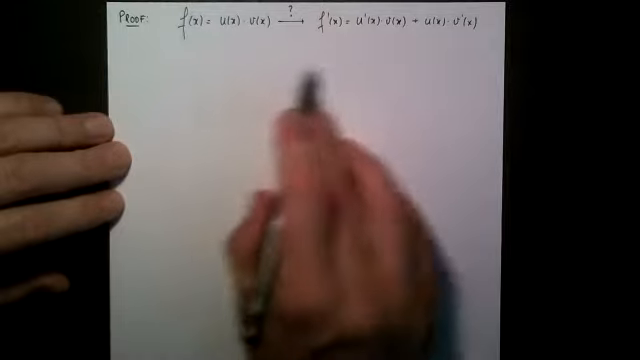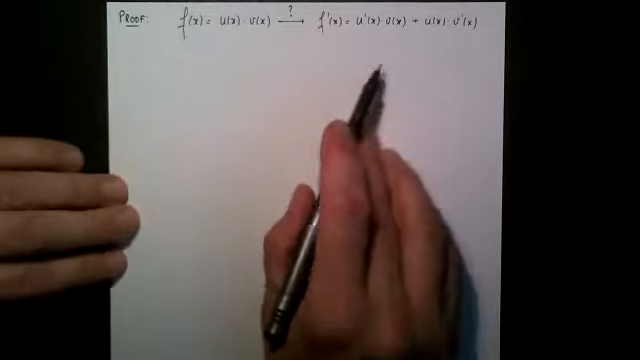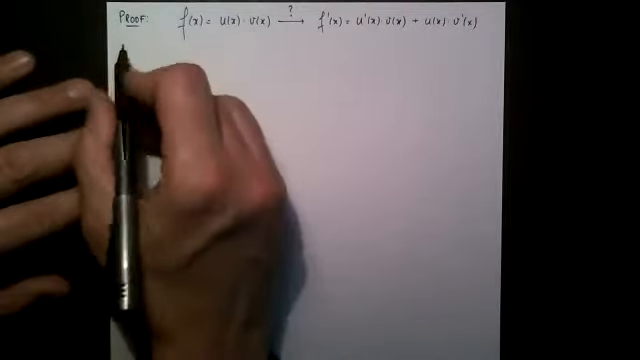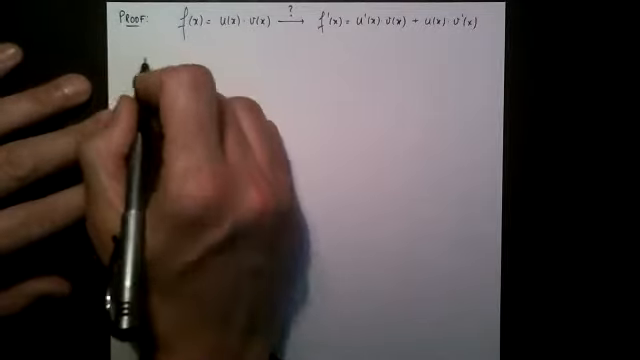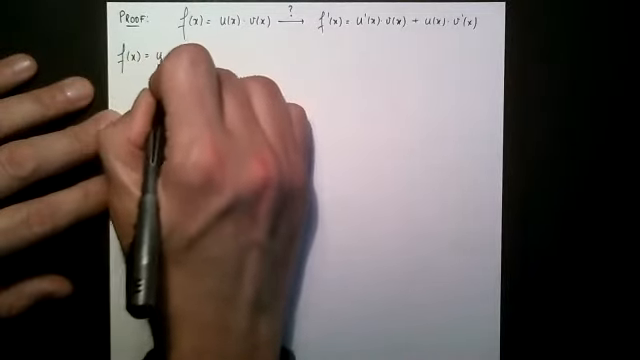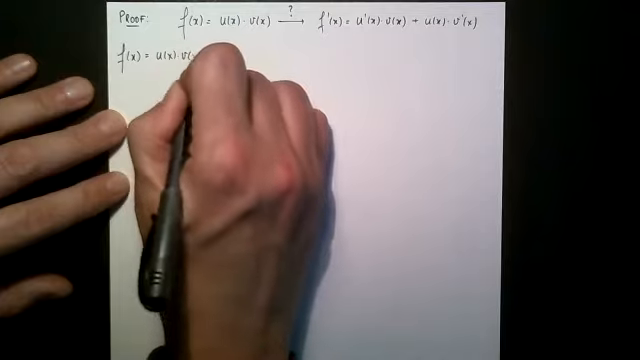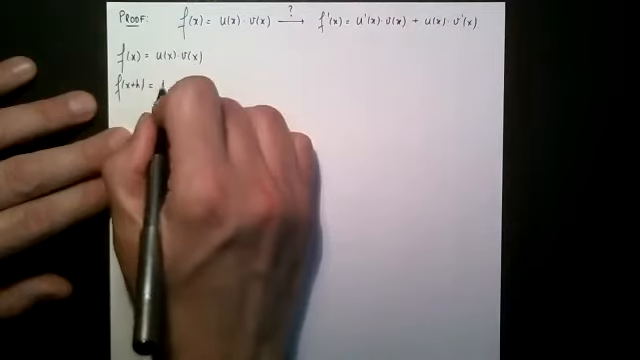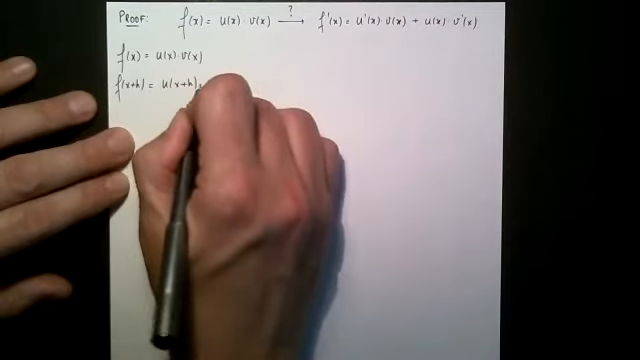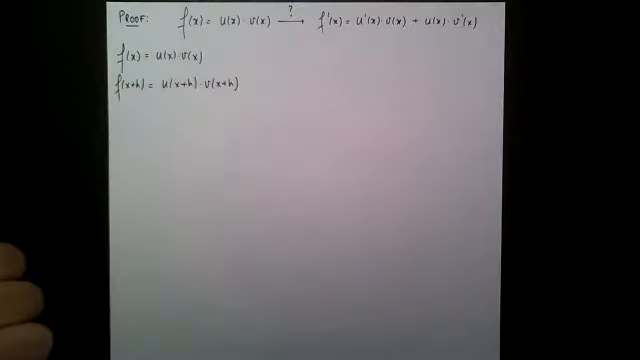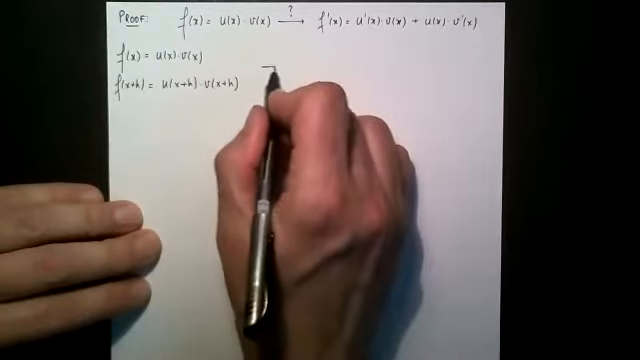Okay, so anytime you want to prove something for derivatives, we go back to the definition. So limit, so f of x, we said, was u of x times v of x. So f of x plus h is u of x plus h times v of x plus h. That's okay.